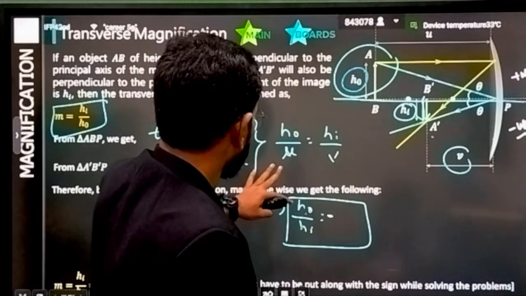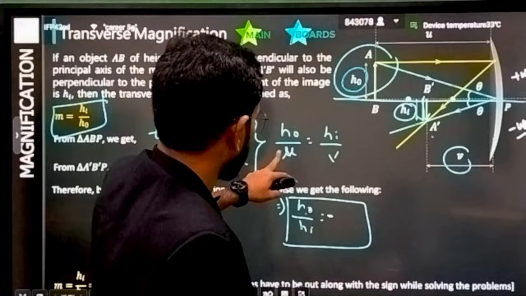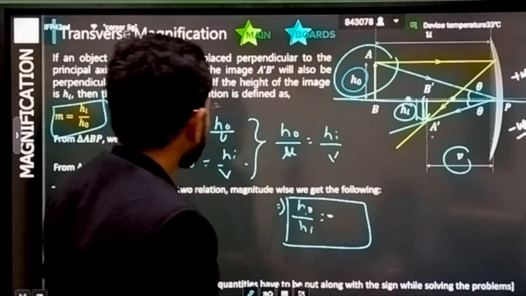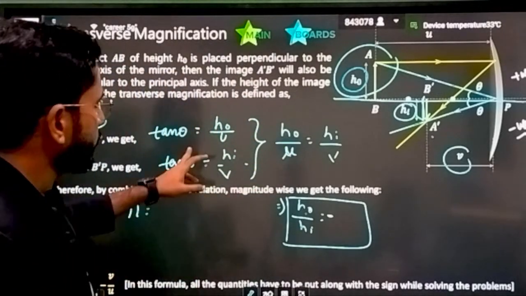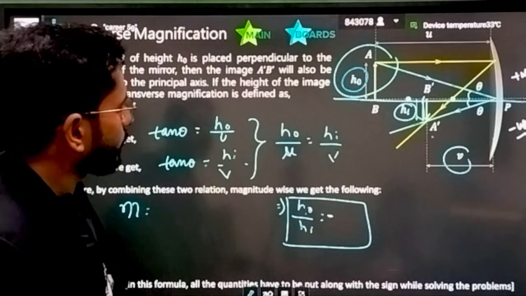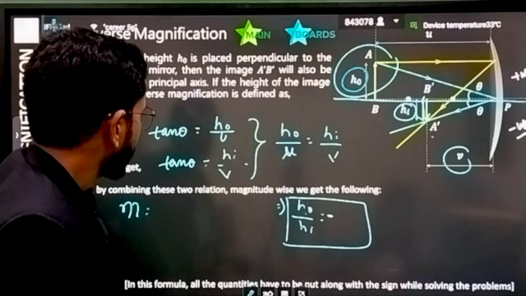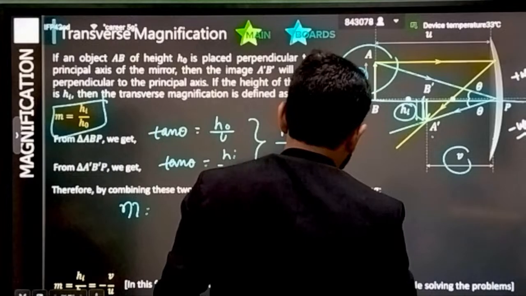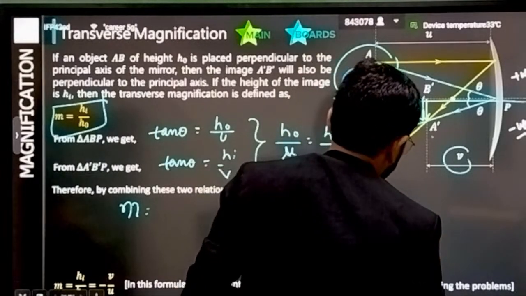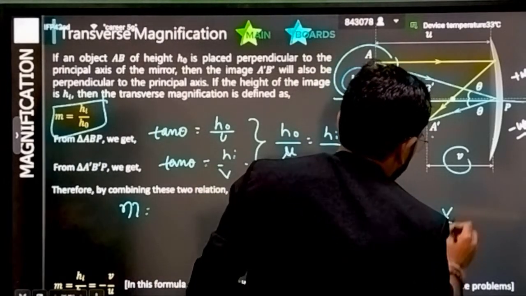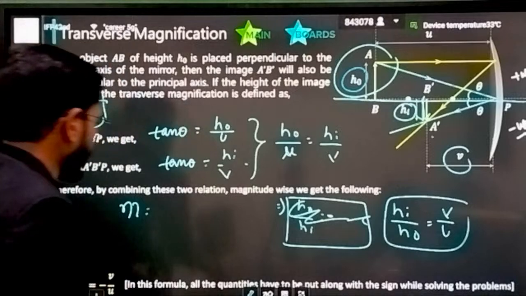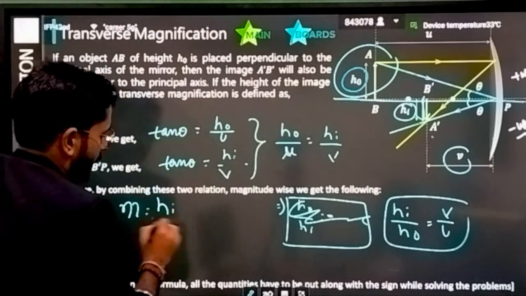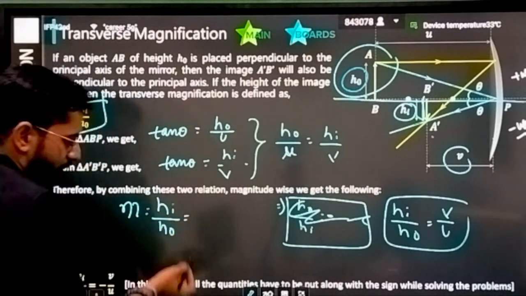It's not h_i by u, it's h_i by v, so h not by h_i. One second, height of object divided by u, correct? I have taken this ratio correct, but magnification is h_i by h_o, no? So it will become v by u, correct? So magnification is called height of image divided by height of object, that is the basic definition.